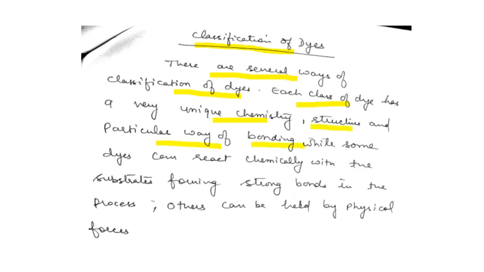of bonding. While some of the dyes can react chemically with the substrates, as we have seen, they have chemical bonding, either cationic, anionic or covalent, as well as physical attraction towards each other, forming strong bonds in the process. The chemical bonding or chemical attraction forms strong bonds, and others can be held by physical forces that are less strong than the chemical.